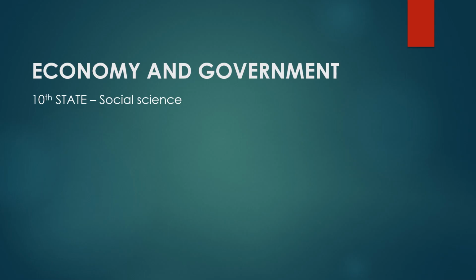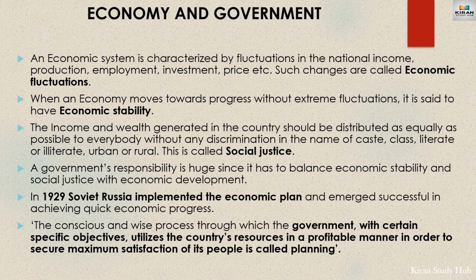Hello students. In this video, let us study the chapter Economy and Government. In an economic system, we see more changes or fluctuations in the national income, production, employment, investment, etc. Such changes or fluctuations are called economic fluctuations. When an economy moves towards progress without such economic fluctuations, then that economy is said to have economic stability.